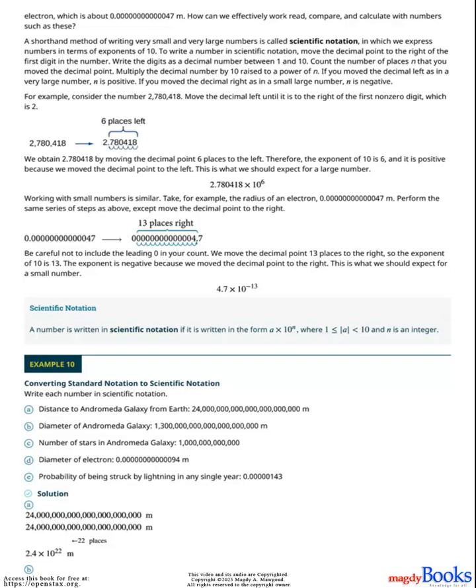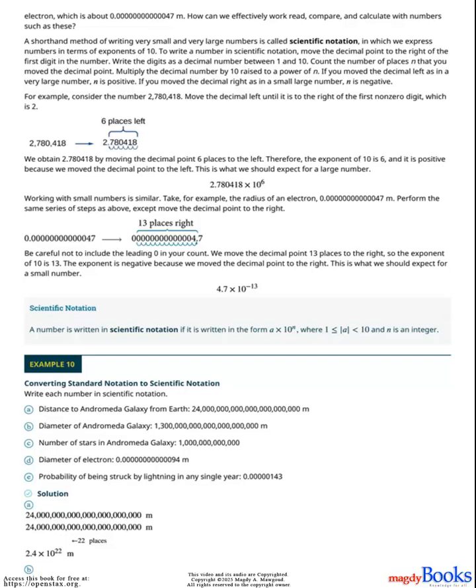For example, consider the number 2,780,418. Move the decimal left until it is to the right of the first non-zero digit, which is 2. We obtain 2.780418 by moving the decimal point 6 places to the left. Therefore, the exponent of 10 is 6, and it is positive because we moved the decimal point to the left. This is what we should expect for a large number. 2.780418 multiplied by 10 to the power of 6.